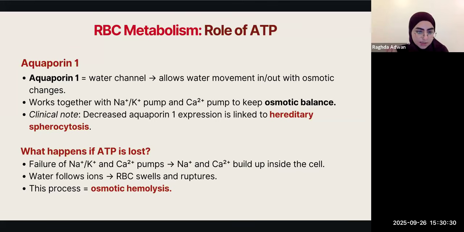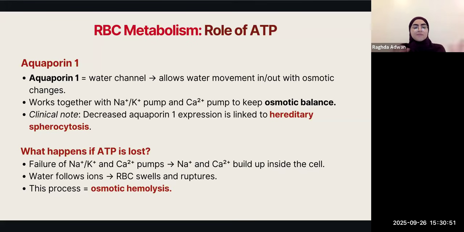So what happens if ATP is lost? If ATP is lost, you're going to have failure of sodium, potassium, and calcium pumps. And if you have failure of those, sodium and calcium are going to build up inside the cell. And where sodium is, water will follow. So water follows into the cell. If you've got too much water overloading the inside, the cell can't take it anymore. It's going to swell and rupture and burst.